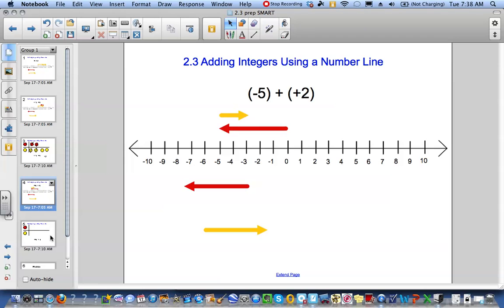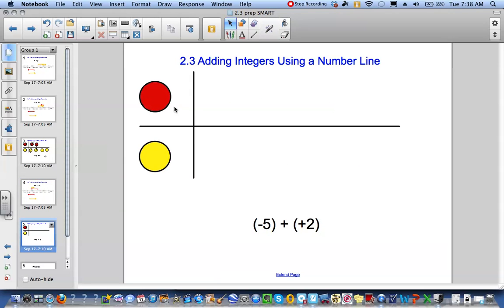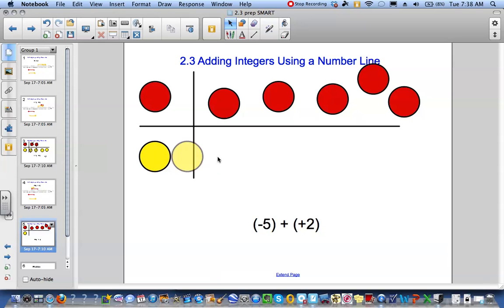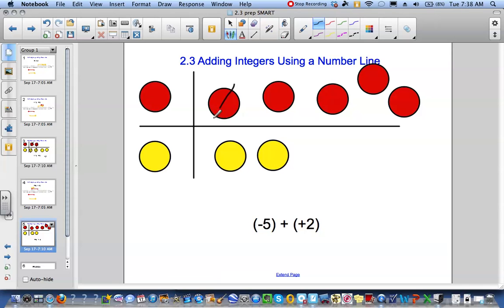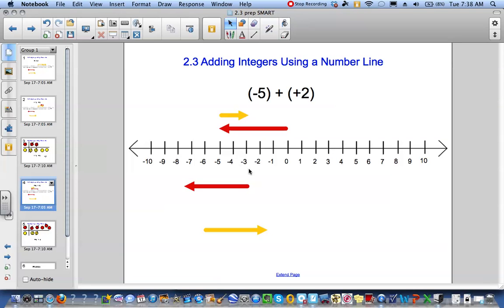Once again, we can check that using tiles. We'll go back over to the tiles and we can model this. Negative 5, 1, 2, 3, 4, 5, negative 5, and we're adding positive 2. So we bring that out as well. And as before, we're going to make 0 pairs. So 1 negative, 1 positive, 1 negative, 1 positive. We don't have any more positives to cancel, so we're left with negative 3. And if we go back to our number line, we find that we finished on negative 3.